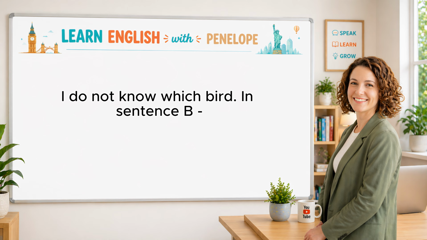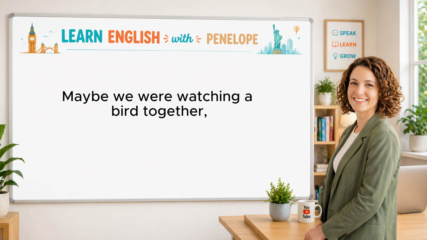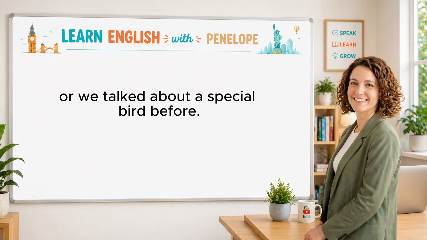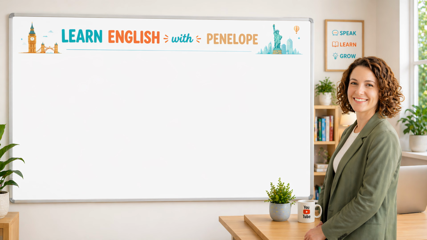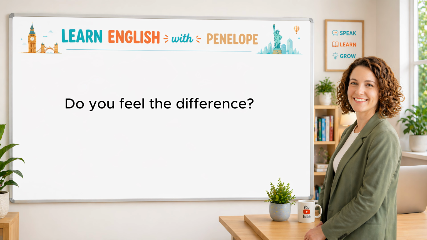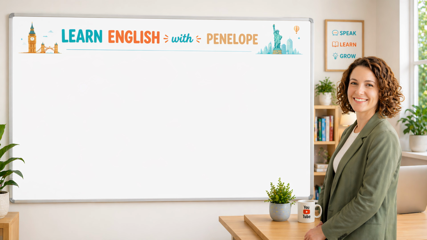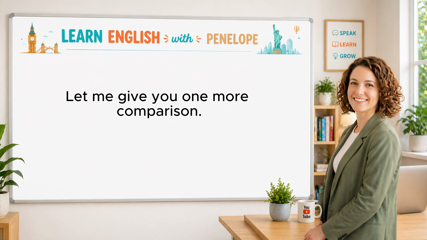In sentence B, I see the bird. We both already know about a specific bird. Maybe we were watching a bird together, or we talked about a special bird before. The bird means that particular one. Do you feel the difference? I hope you do, because you are understanding it beautifully. Let me give you one more comparison.